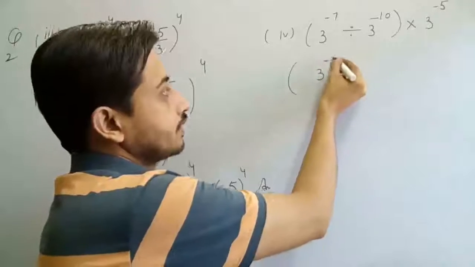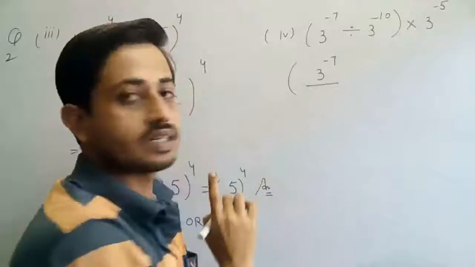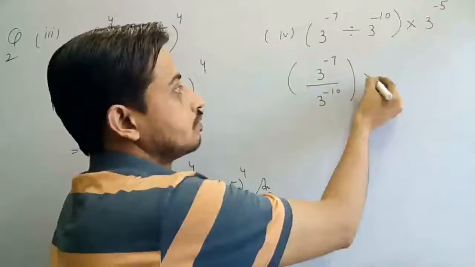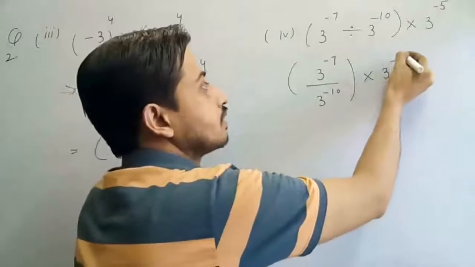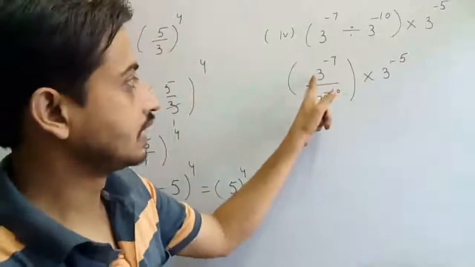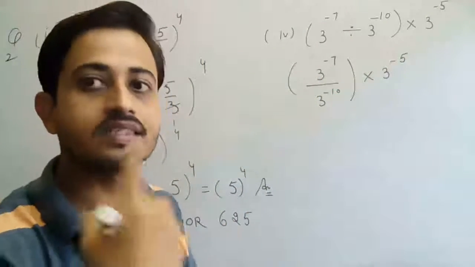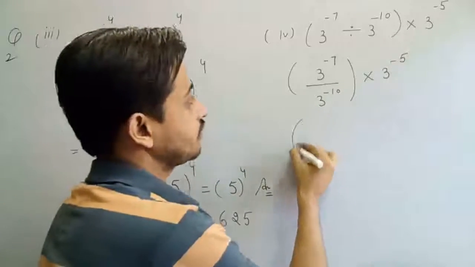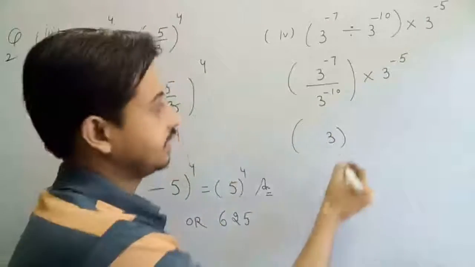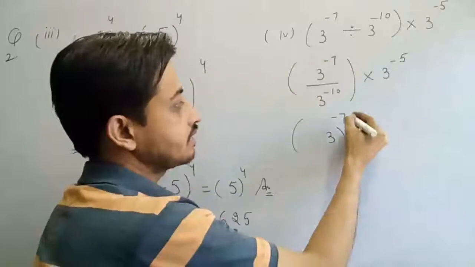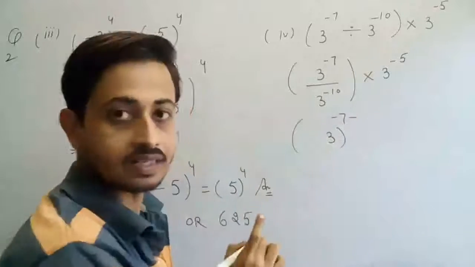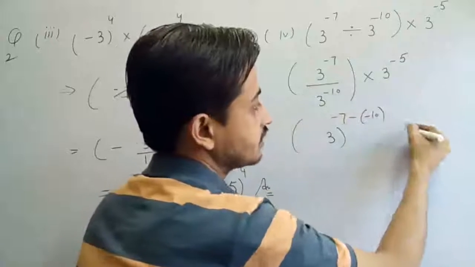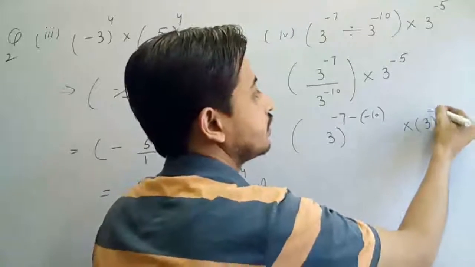3 raised to the power negative 7, and this divide can be written in terms of like this, 3 raised to the power negative 10 multiply 3 raised to the power negative 5. Now look at this, exponent is same but it is in form of division, so power gets subtract. So we get what? Exponent is as it is and power gets subtract. Minus 7 minus power is what? Minus 10, and this term is as it is, 3 raised to the power negative 5.